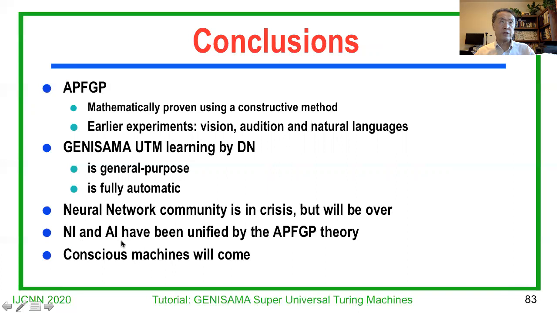Natural intelligence and artificial intelligence have been unified by the APFGP theory. That's kind of exciting. Many people don't believe that and say, John, you're lying, how can you solve the brain problem? I'm not talking about solving all the details. I'm talking about the first order model based on APFGP. Nobody I know has reached this breadth and depth, right? Nobody. Very thorough in terms of theory and experiment, with nice properties, and optimal. And a conscious machine will arrive.